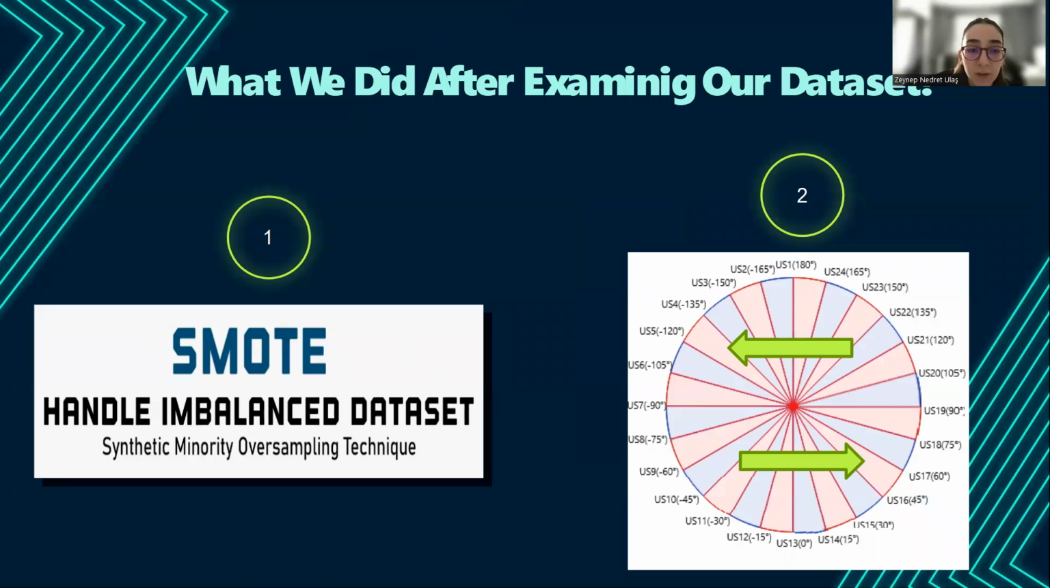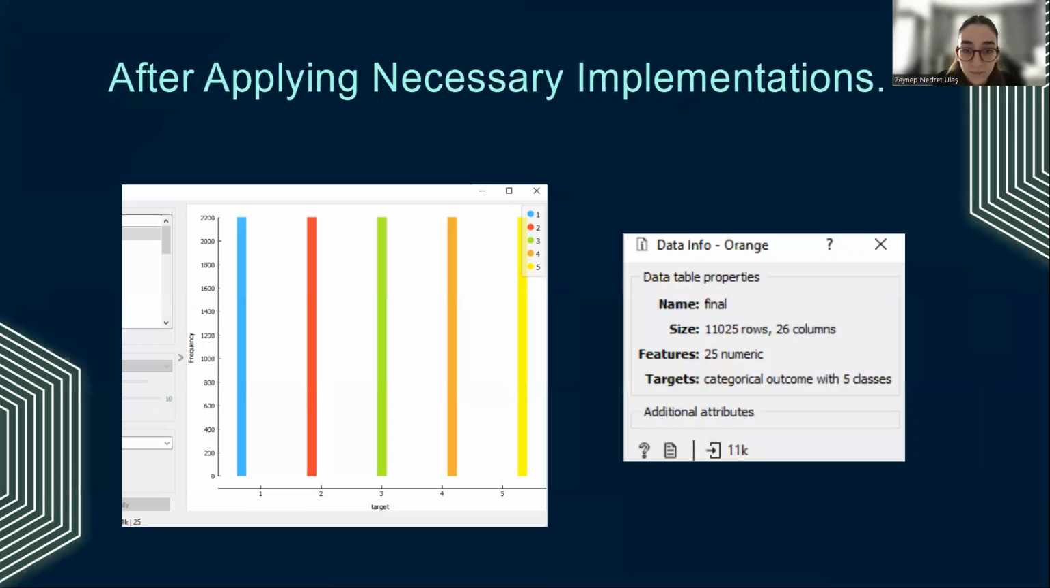So in order to improve our data set, we wanted to increase our data. We used SMOTE to do synthetic minority oversampling, and we mirrored our right turns to create a new class. This way we increased our numbers and made our data set balanced with SMOTE. Next, please. After applying these implementations, you can see here that our data set is now balanced and we have 11,000 data. Next, please.